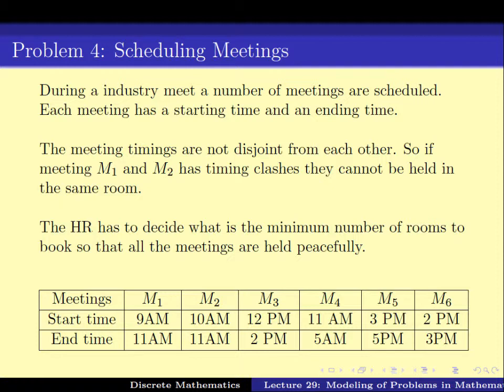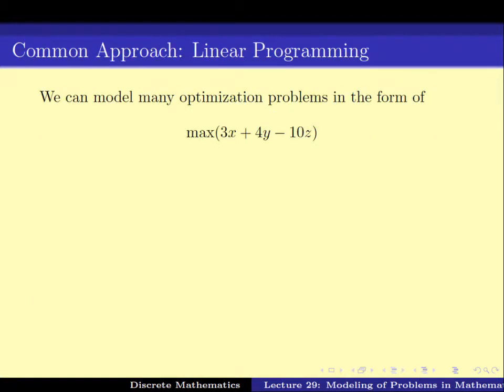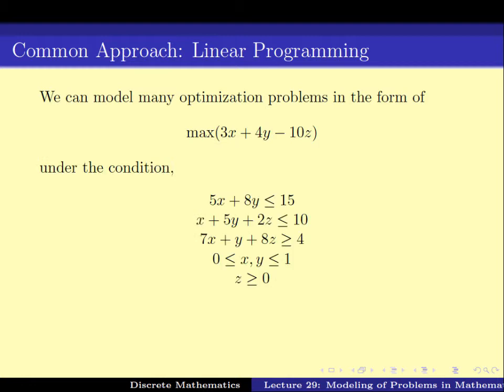Now, most of these problems, or at least a few of them, have some common properties. A common approach is what is called linear programming. Now, what is linear programming? Linear programming is the simplest form of optimization problem that you can think of, where we want to optimize, say in this example, we have to maximize some expression, for example here 3x plus 4y minus 10z, where some equations are satisfied, for example under this set of equations.